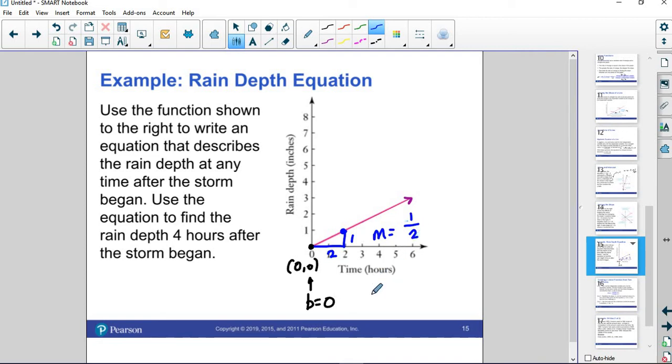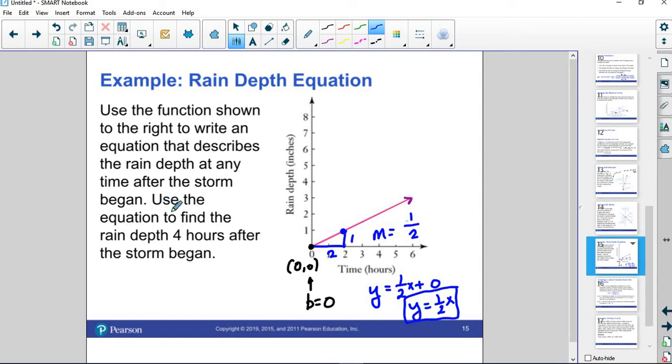So what does our equation look like? The equation of our line would be y equals 1/2 x plus 0. Or we would probably not even bother with the 0. We would probably write y equals 1/2 x. And that describes this line.